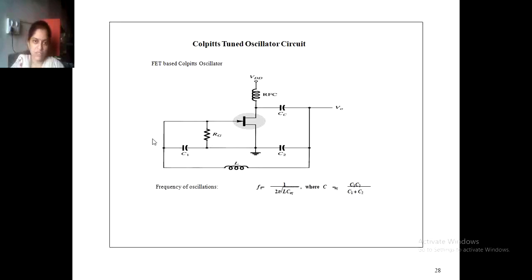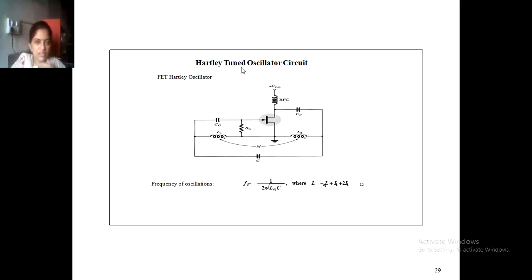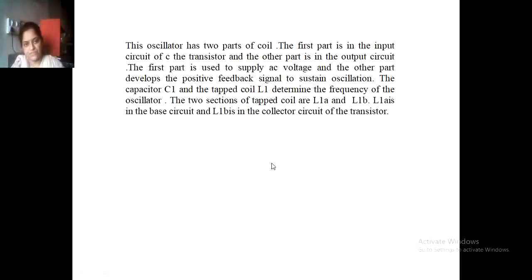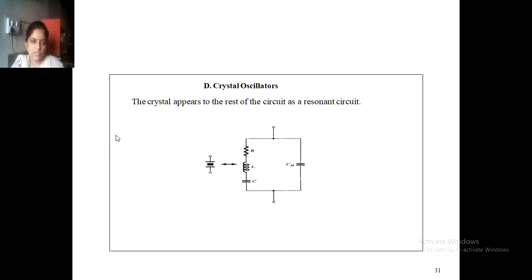Then we saw the tuned oscillator circuits. In the Colpitts oscillator, the feedback uses 2 capacitors in parallel with 1 inductor, and in the Hartley tuned oscillator, 2 inductors are in parallel with the capacitor. Next is the crystal oscillator.